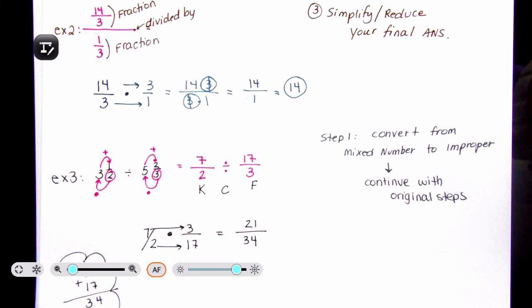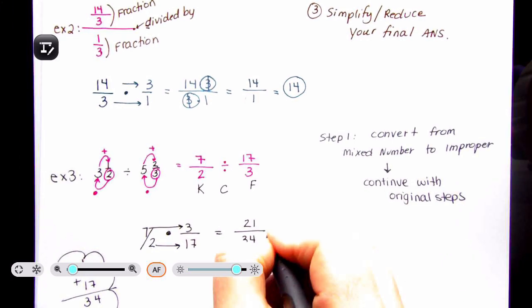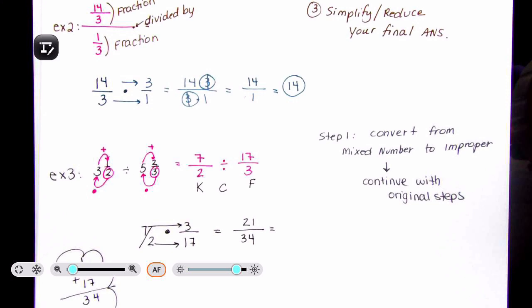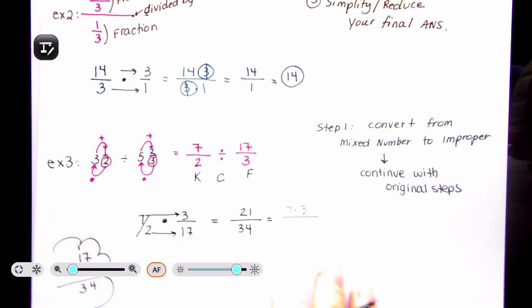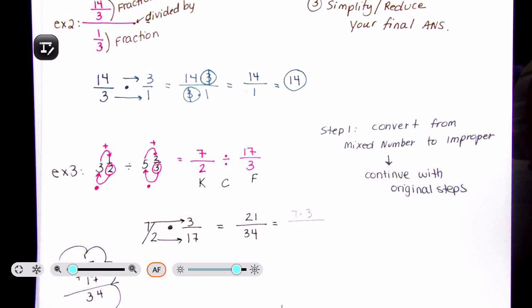And I'm going to see if I can factor anything out. I'm trying to think in my head if we can factor this out. So I definitely know that the only factors for 21 are 7 and 3. And I'm thinking for 34, if you have a multiplication table in front of you, you can easily just look for 34. Unfortunately, I do not have it in front of me. It would be easier if you have a multiplication table in front of you. You can look for 34 and see if you have any factors.